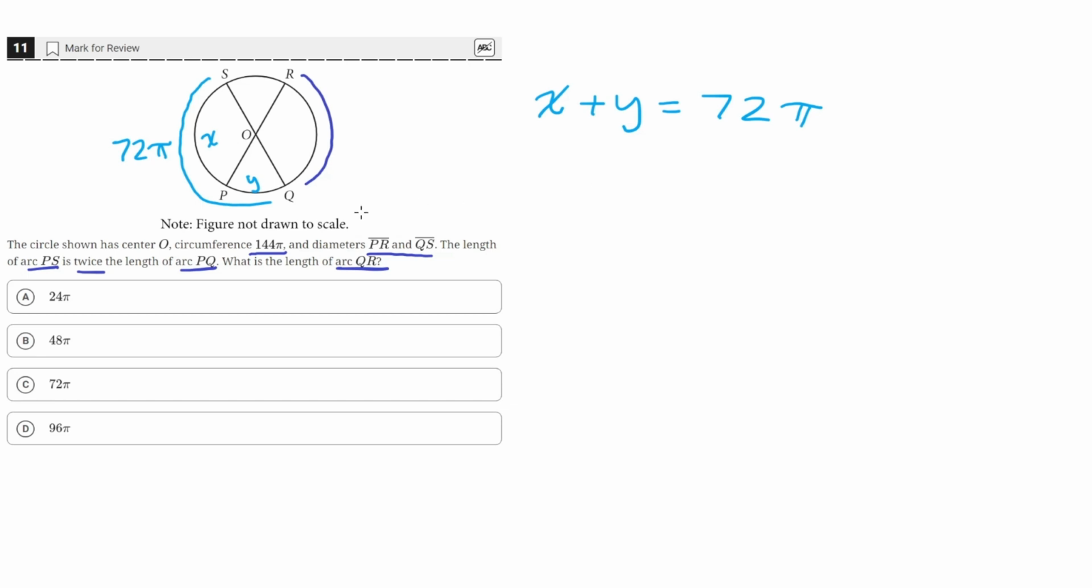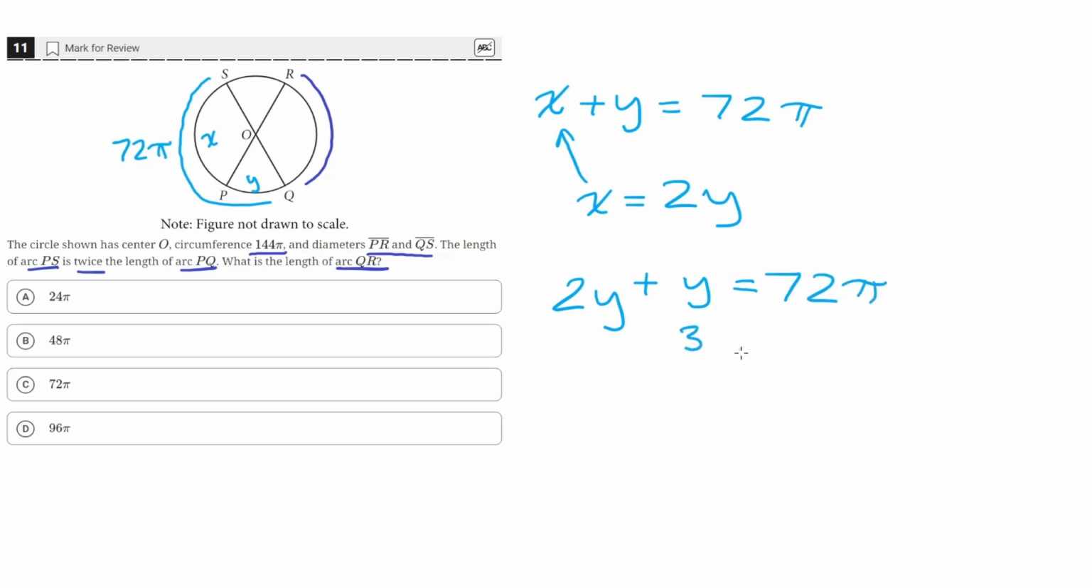And we also know that the length of arc PS is twice the length of arc PQ. So PS here is X. So X is equal to 2 times Y. Since Y is PQ and X is PS, PS here is twice the length of PQ. So then we can substitute 2y into this equation for x. So if we plug in 2y as x, and then the rest of the equation, we can solve for y.